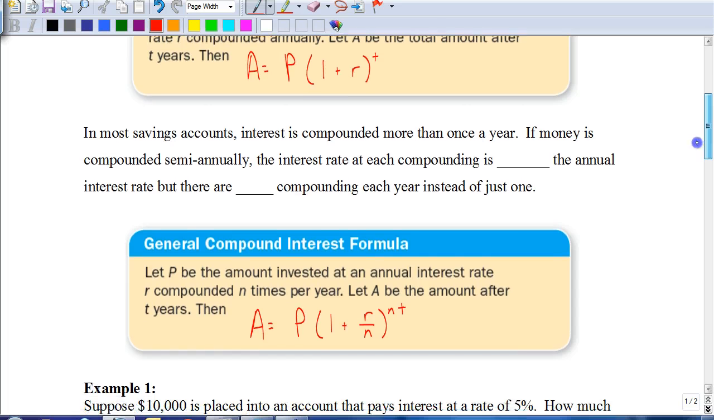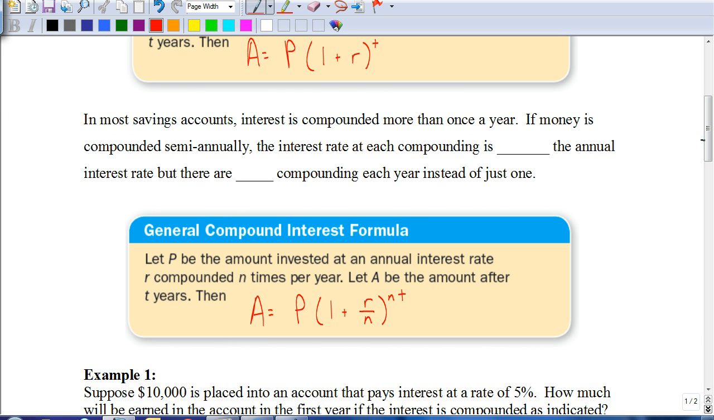Now, like I said, that doesn't happen very often. In most savings accounts or even credit card loans or mortgage loans, anything like that, it's compounded more than once a year. If money is compounded semi-annually, the interest rate at each compounding is half the annual interest rate.